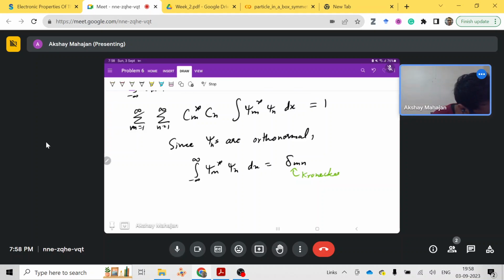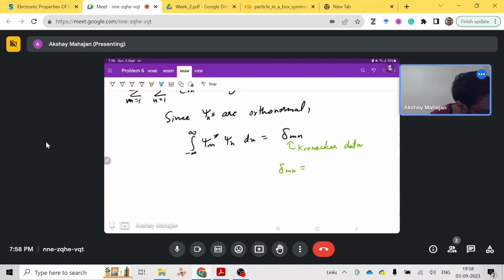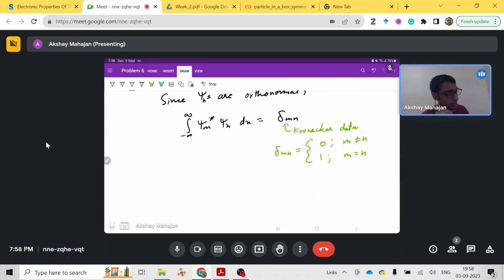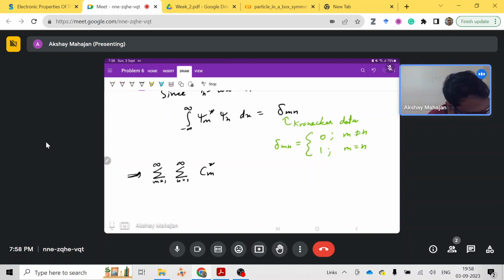Okay, here this is called the Kronecker delta, and the property of the Kronecker delta is that delta mn is equal to 0 for m not equal to n, and it is equal to 1 for m equal to n. Because the psi are orthonormal, the integral will be equal to the Kronecker delta. So this implies we will have summation of m equal 1 to infinity, summation of n equal 1 to infinity cm star cn, and the integration will be equal to delta mn.